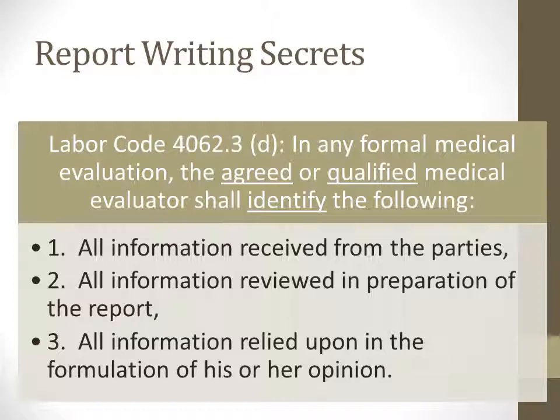So you shall identify the following. 1. All information received from the parties. 2. All information reviewed in preparation of the report. And 3. All information relied upon in the formulation of his or her opinion. So basically, you're obligated under Labor Code 4062.3(d) to identify all information that you reviewed, that you relied on, and that you received. Basically, you have to identify everything that you rely upon in the formulation of your opinions and conclusions. How do you identify it? You identify it in writing in the review of records section of your report.